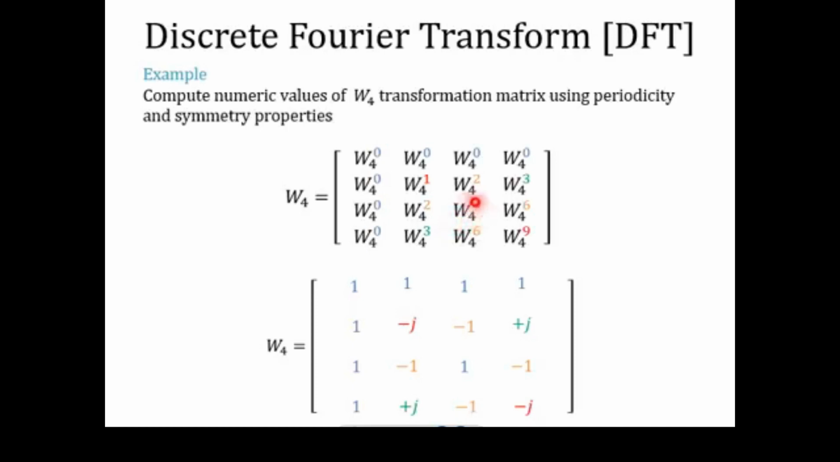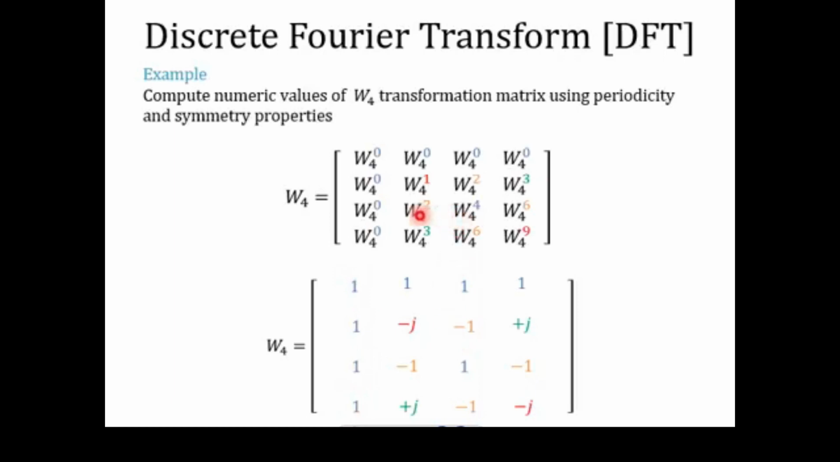So W44 will be exactly equal to W40. Here we have used the periodicity property because 0 plus 4 will be simply 4. So on applying periodicity property, we can write W44 which will be exactly equal to W40. So here we can write 1 because W40 was also equal to 1.